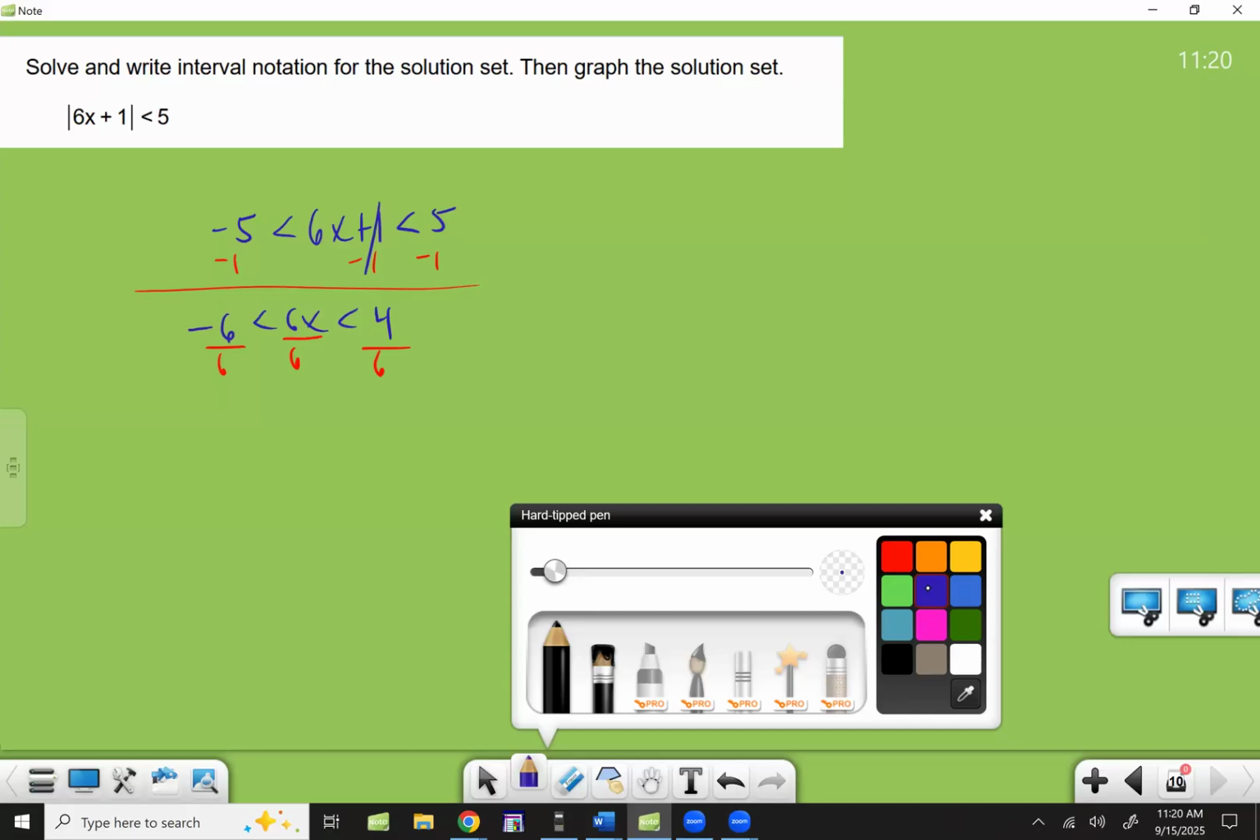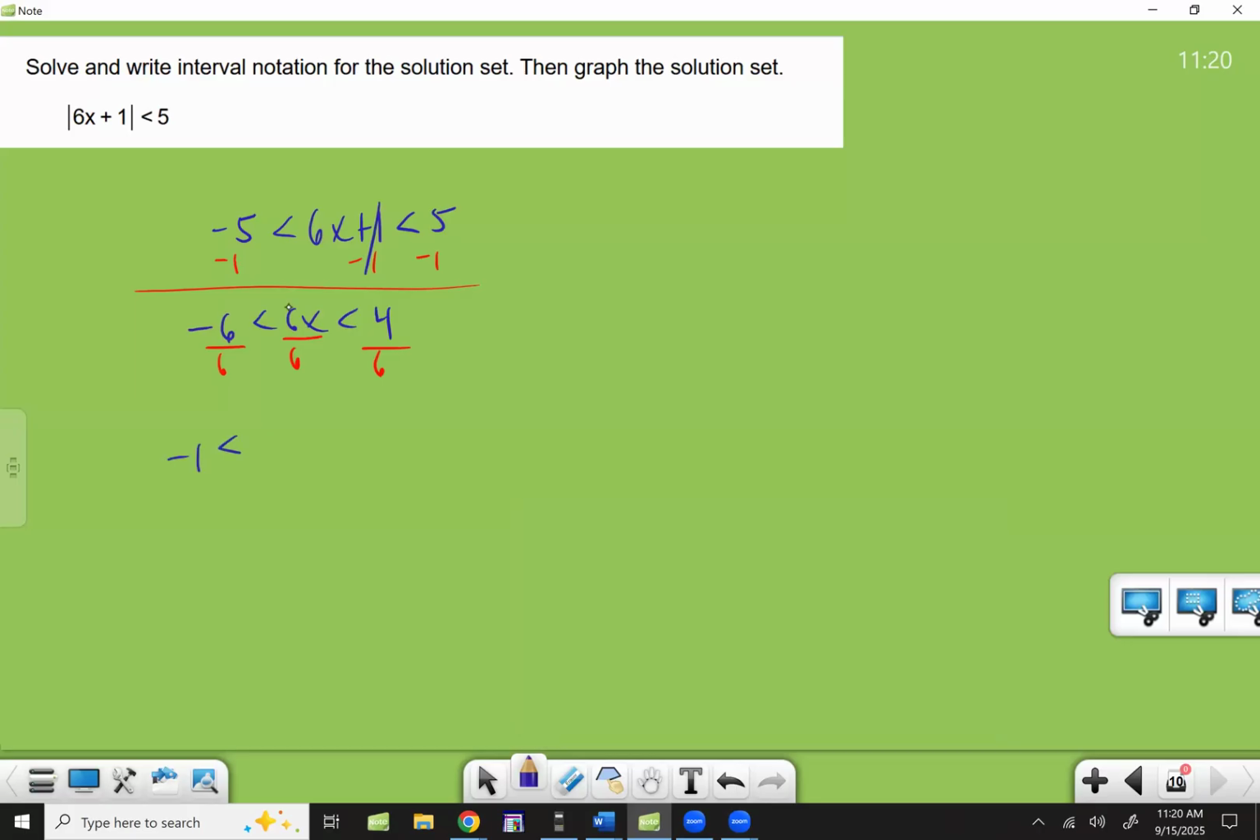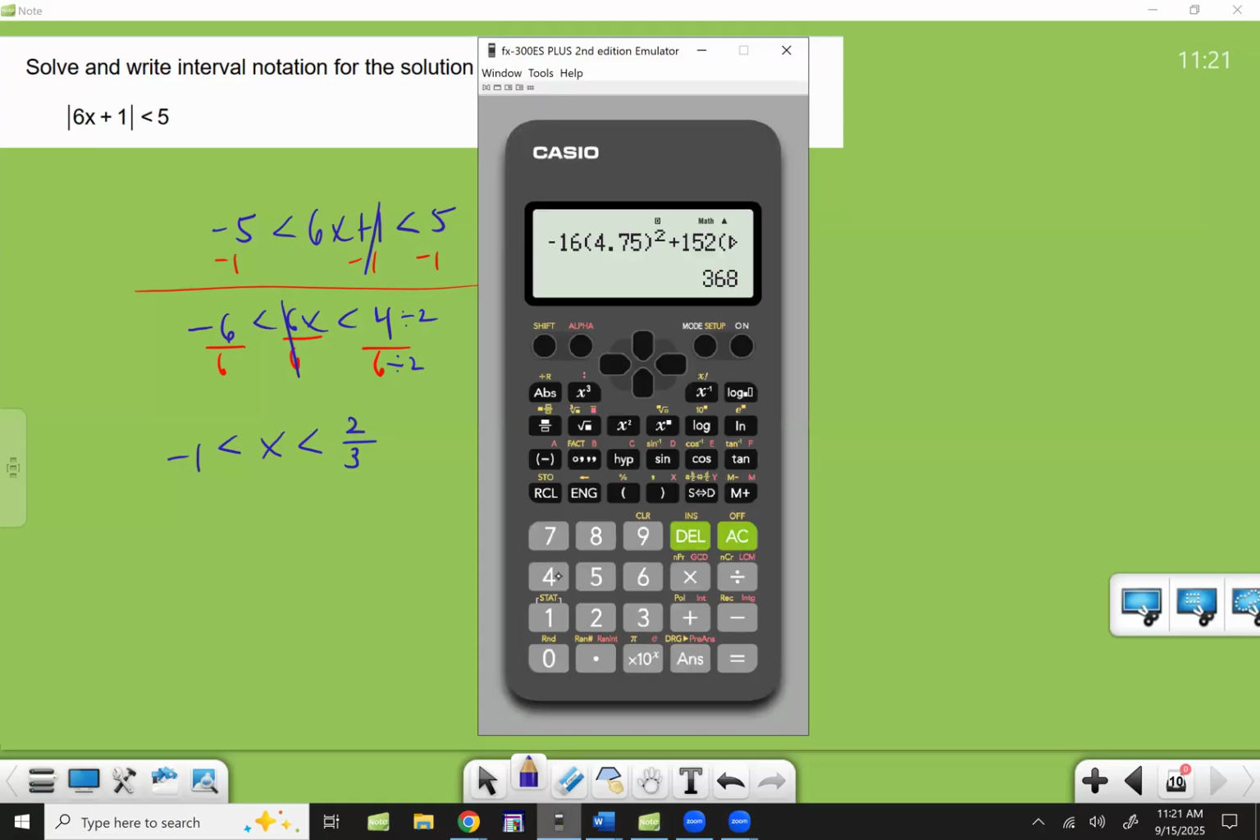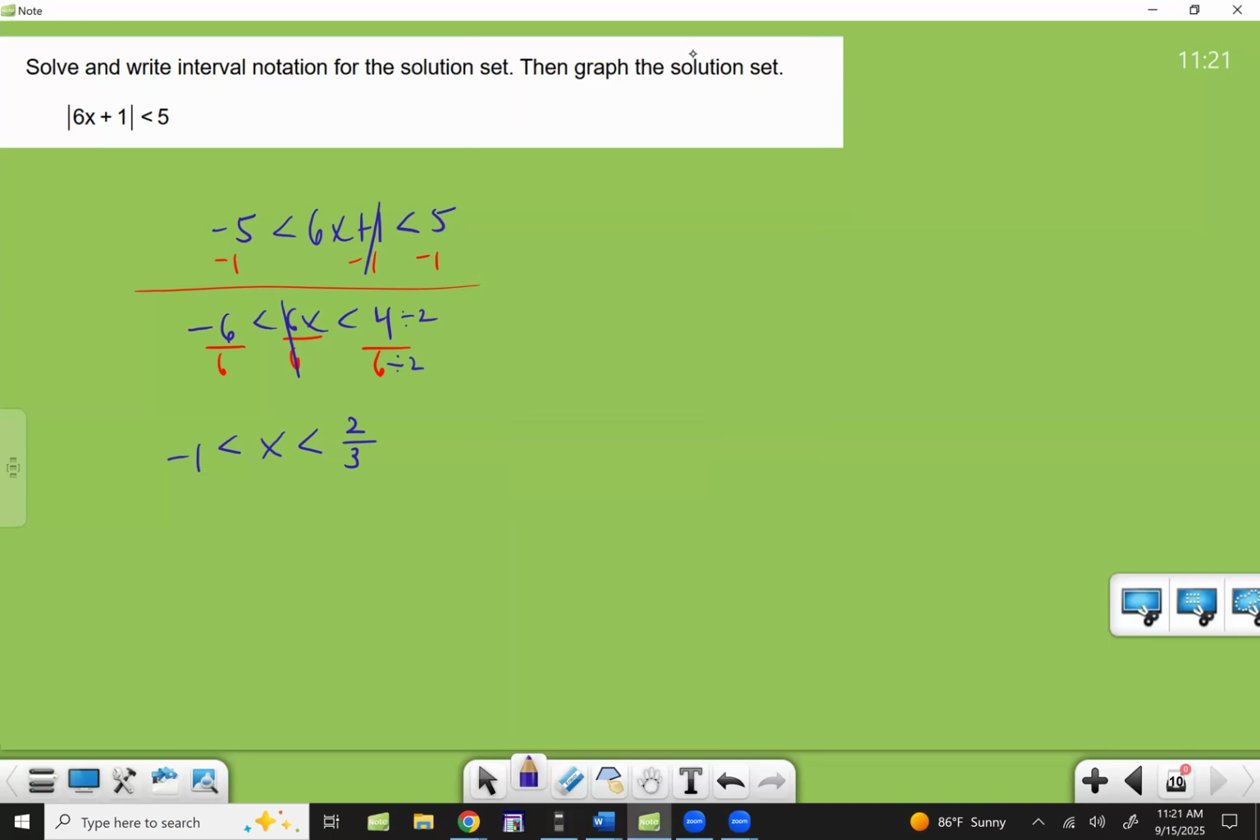Negative 6 divided by 6 is negative 1. These guys cancel. And we're going to have to reduce that, so I'm going to divide both of them by 2. 4 divided by 2 is 2. 6 divided by 2 is 3. So this is 2/3. Remember that this calculator does reduce fractions. So if you're absolutely terrible at it, just pop it into your Casio. And this is basically your answer.